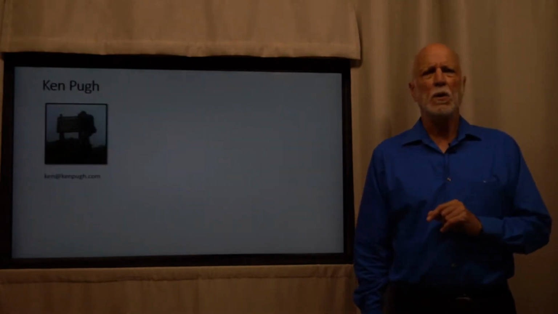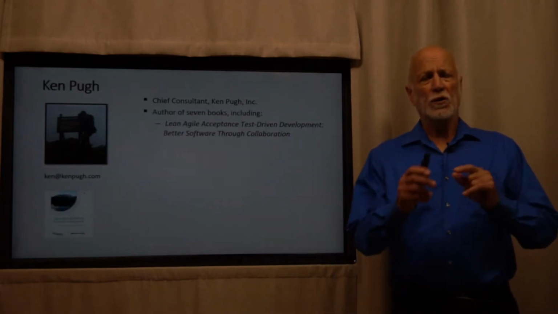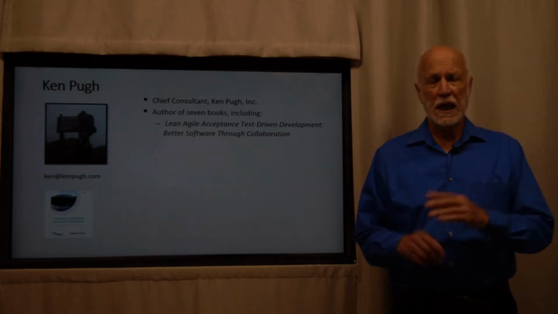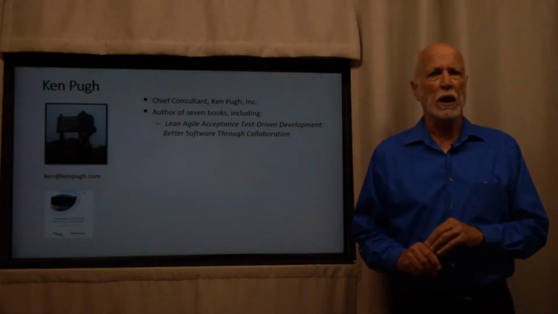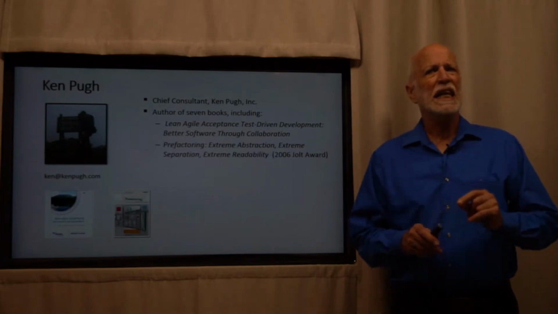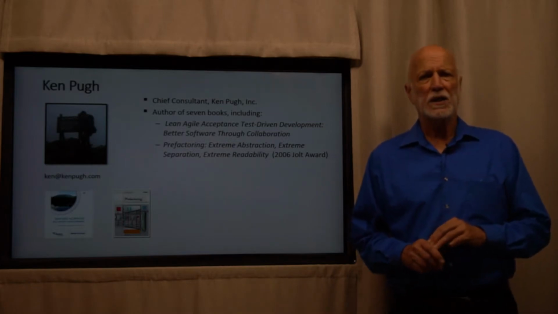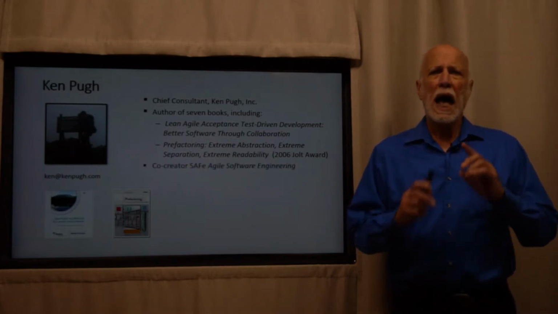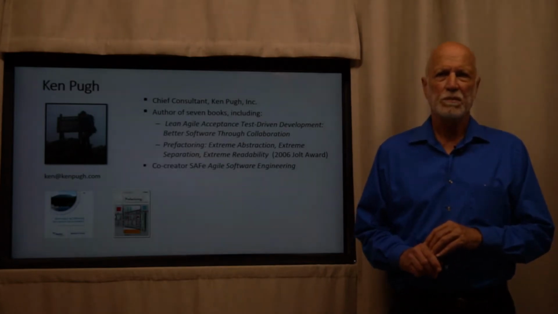So I'm Ken Pugh. I'm the Chief Consultant for Ken Pugh, Inc. I'm the author of 7 books, including Lean, Agile, Acceptance, Test-Driven Development, Better Software Through Collaboration, Pre-Factoring, Extreme Abstraction, Extreme Separation, and Extreme Readability that won the 2006 Jolt Award. And I'm the co-creator of Safe, Agile Software Engineering.